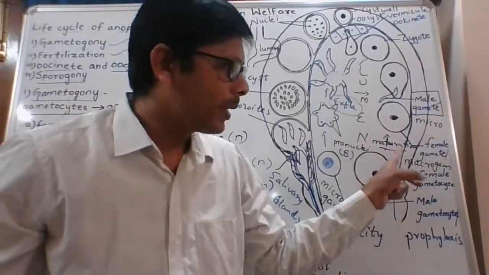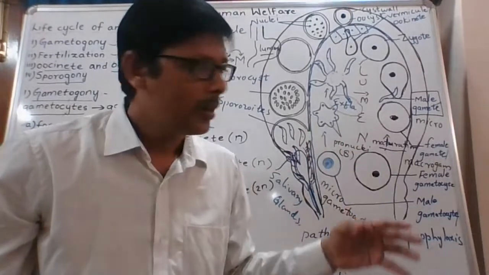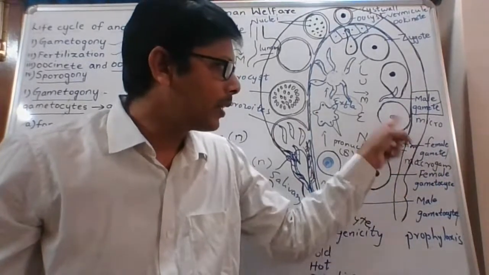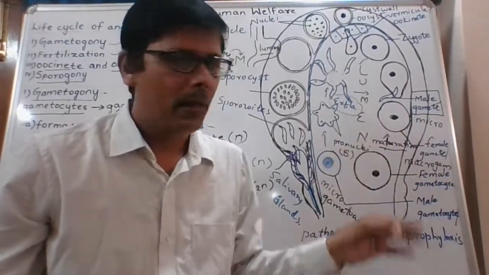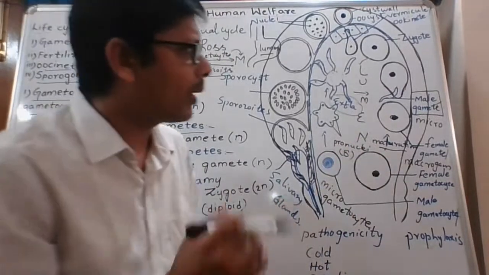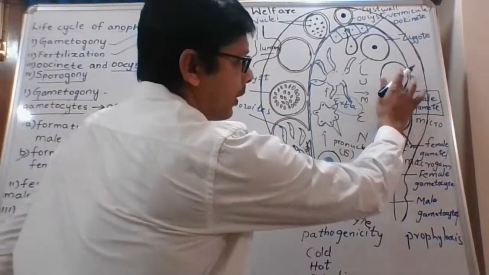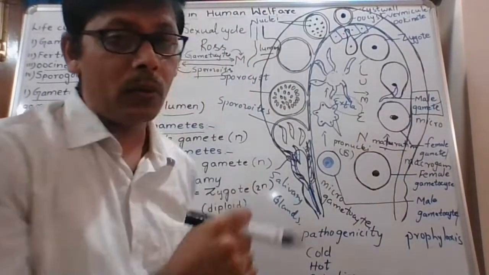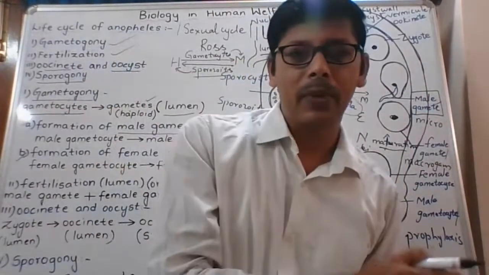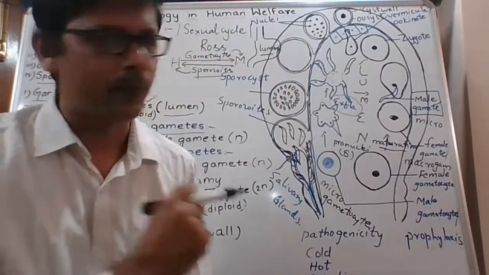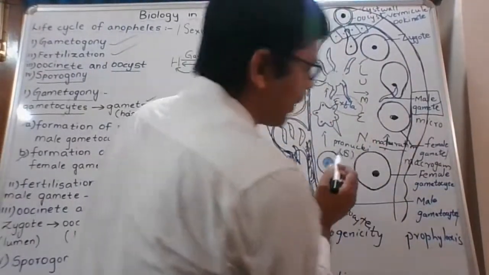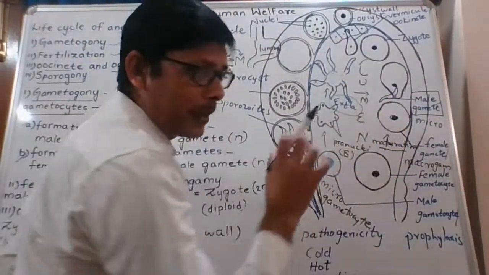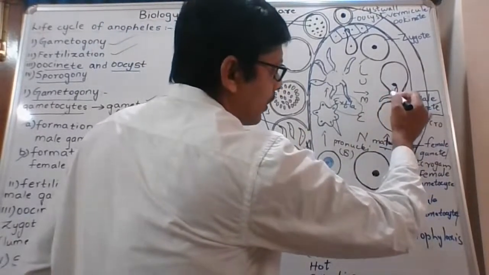The female gametocyte, after undergoing some changes, becomes a female gamete or macrogamete, and this process is called maturation. At the end of maturation, the nucleus comes towards the periphery in the female gamete also. At the site where the nucleus is present, the cytoplasm is pushed out and forms a cone-like structure.